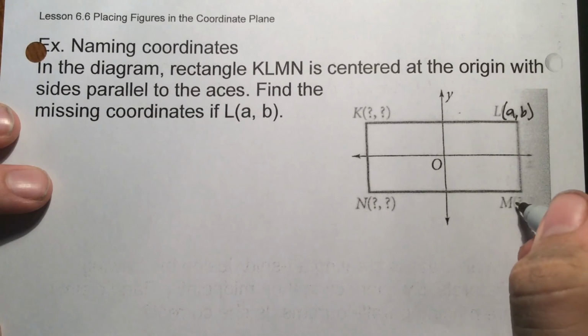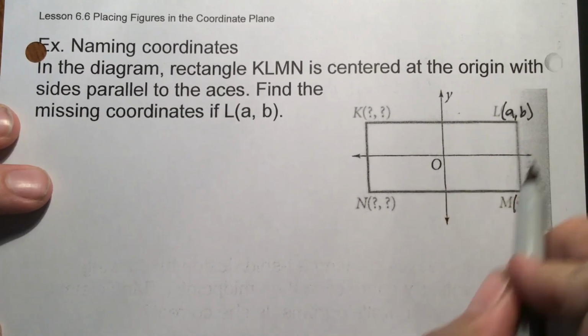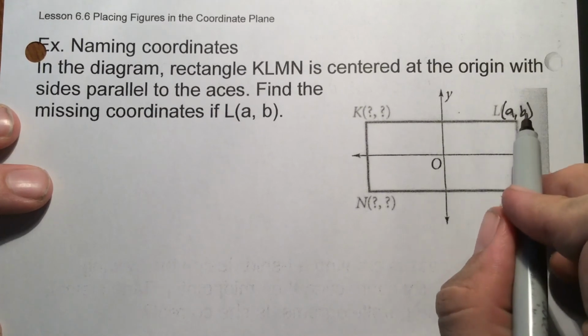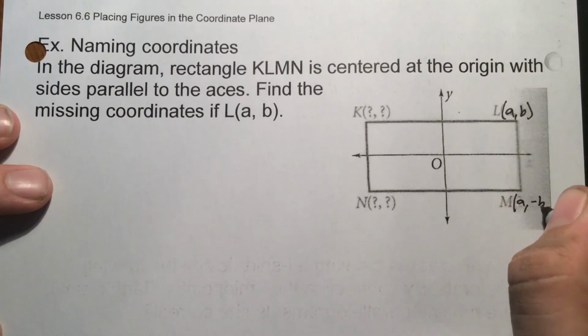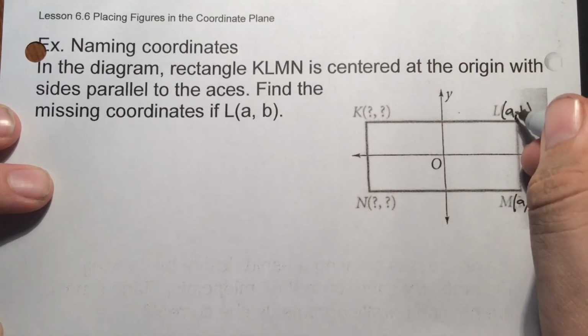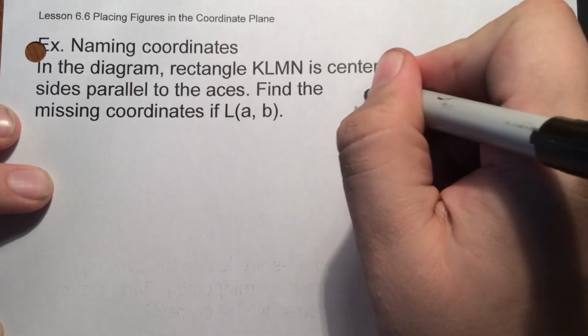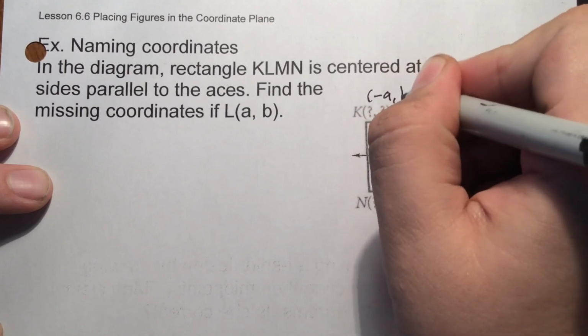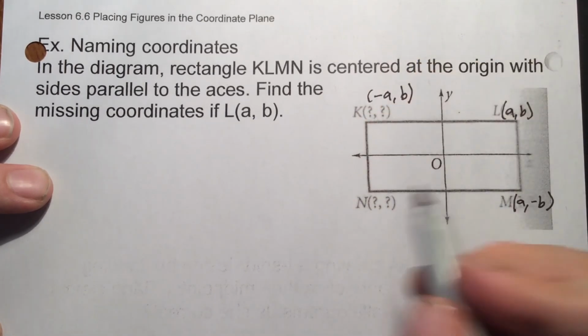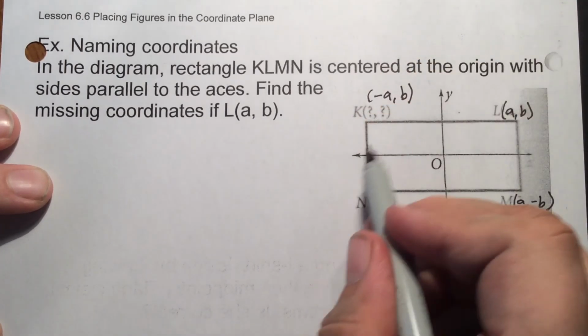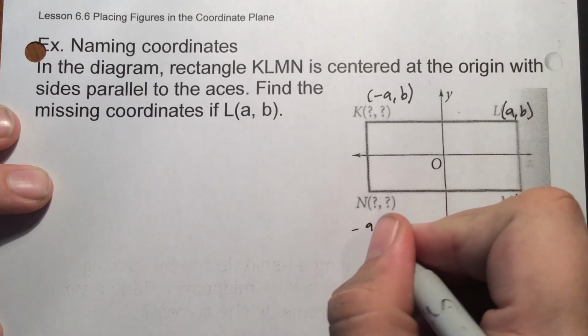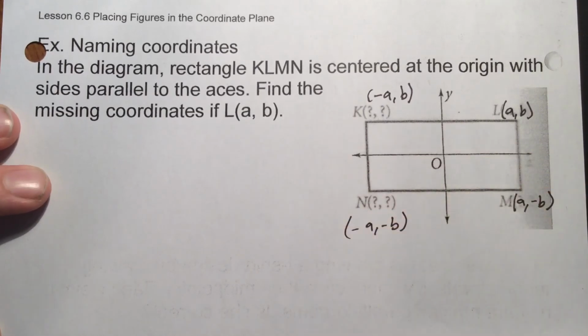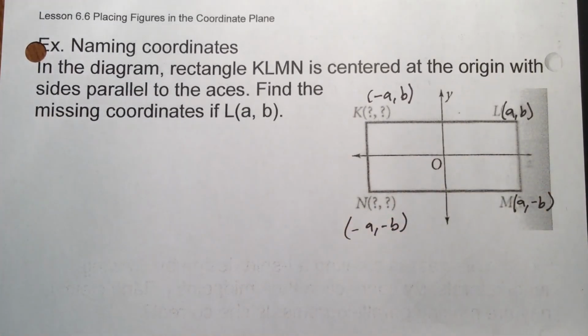So for M here, we're still going to go a across. We would go the same distance, but however, instead of up b, we're going to go down b and have a negative b. Over here at K, we're still up b, but we're going to go a negative a over. So we're at negative a comma b. And here we're going left, so negative, and down negative, so negative a comma negative b. And that's how that one will end.